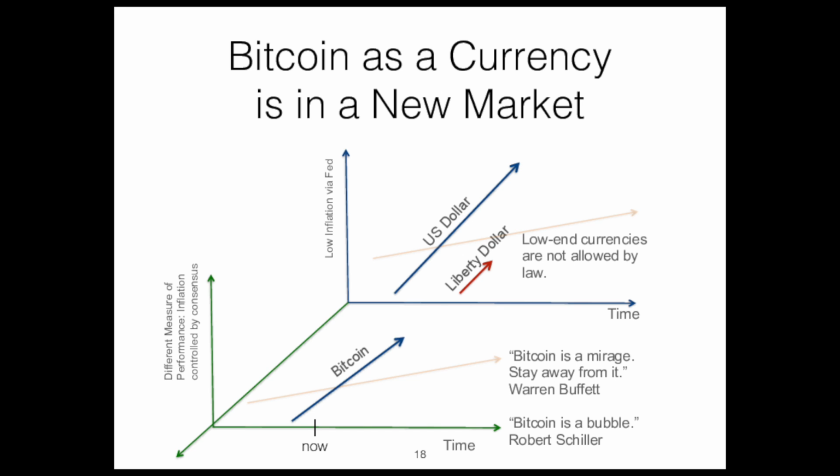So I argue that if you're thinking about Bitcoin as a currency, then it's in a new market. The dollar has legal restrictions against competitors. The Liberty Dollar was shut down. But Bitcoin is off in this new plane of existence. It's not considered a currency by the government.